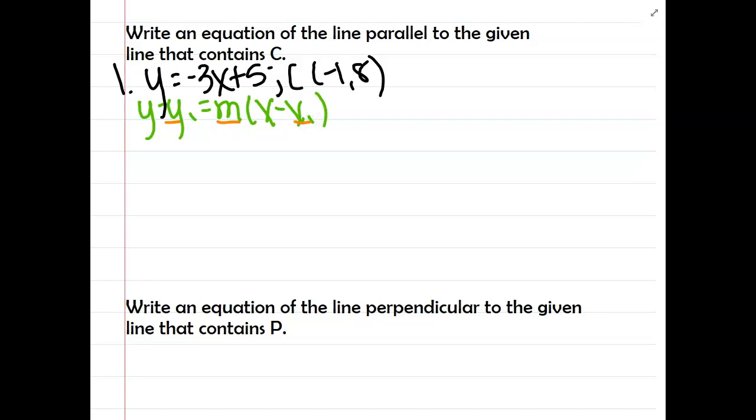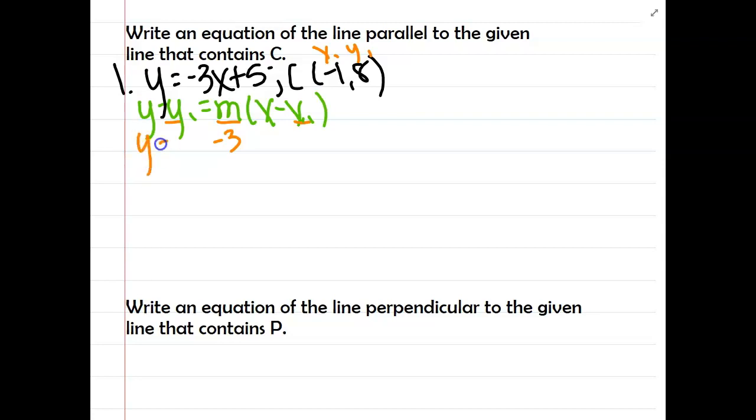Okay? So we need a y1, an m, and an x1. So my y1, x1 comes from the point, but the slope needs to come from my other equation that I'm given. My slope needs to be the same as this slope. So what's this slope? -3. So my slope, -3. The rest of it's the same as what we did yesterday.